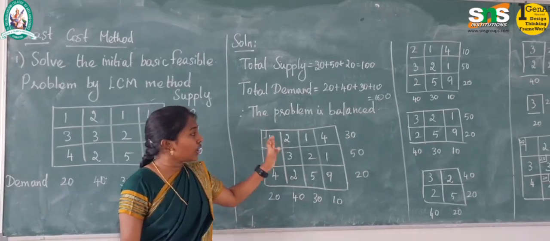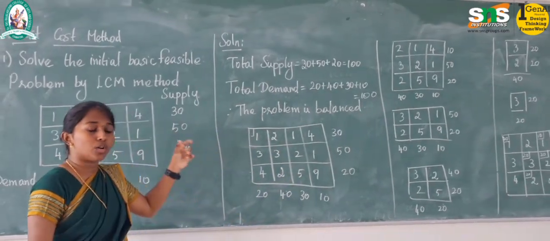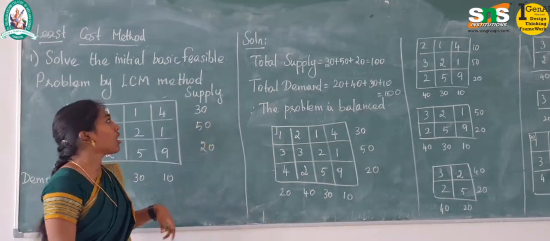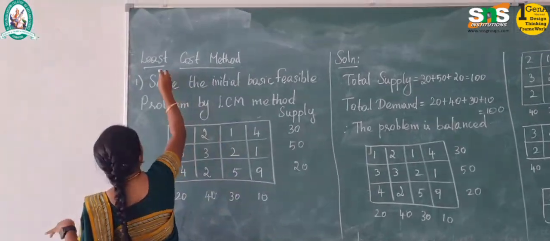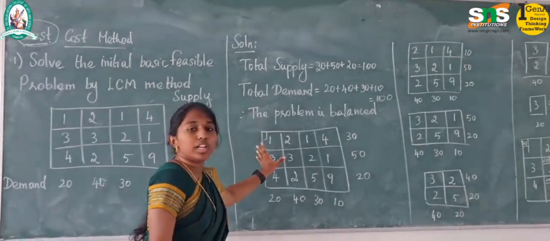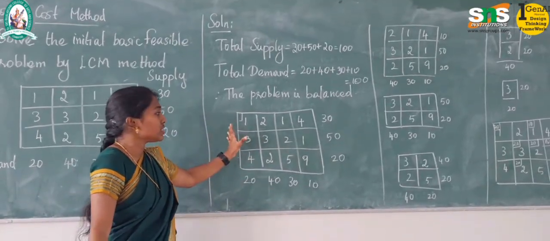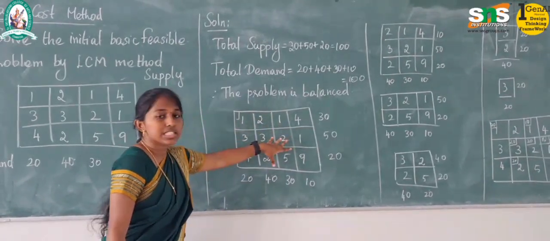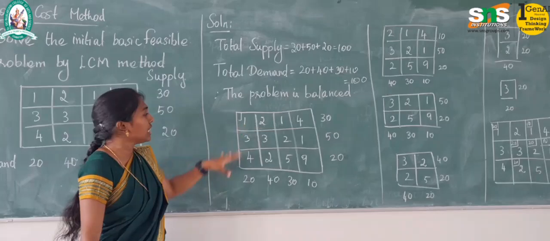So first step, we are going to solve the problem using the least cost method. The name itself mentions that it is about the least value. So in this problem, we are going to find the least value. Out of all those box values, we are going to find which is the least value.